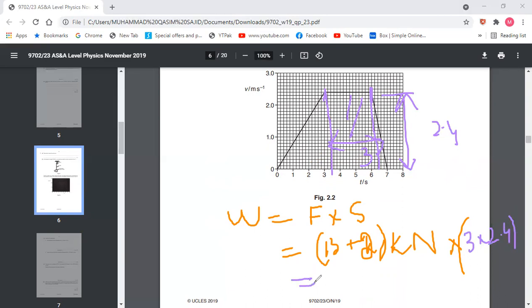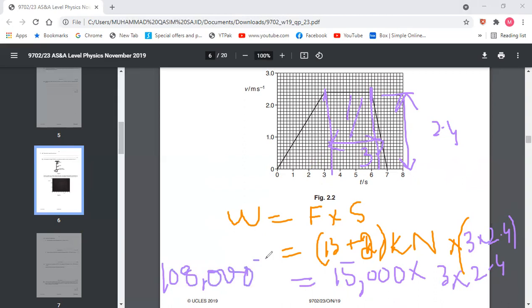Yes, sir. Okay. So after this, it must be 15,000 newton multiplied by 3 multiplied by 2.4. The answer is 108,000 joule. This is the answer. Is this clear, Abdullah? Yes, sir. I am going to raise it. Have you written it down? Yeah. Okay.